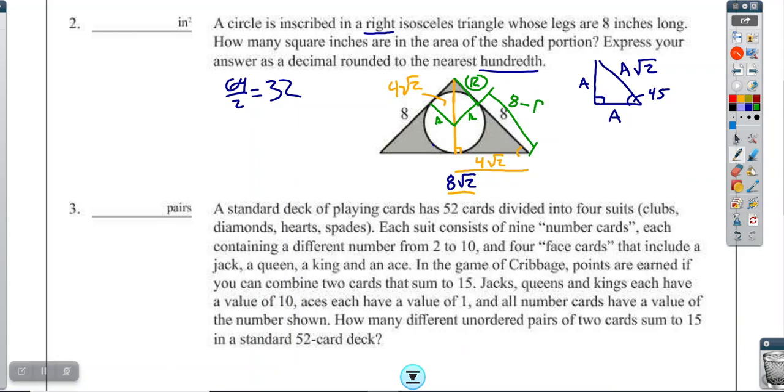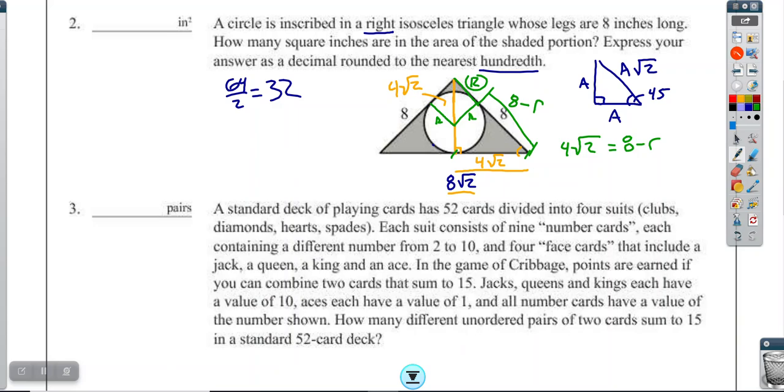Now the cool thing about that is that means, I'm going to look at my notes really quick. Oh, there are my notes. Okay, so that means that we know that this side length from here to here is 4 times the square root of 2. But we also know that's equal to 8 minus the radius. Oh, well, this is just a problem I can track and solve, right?